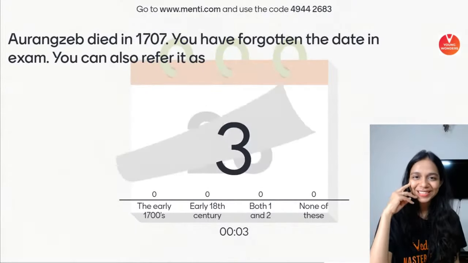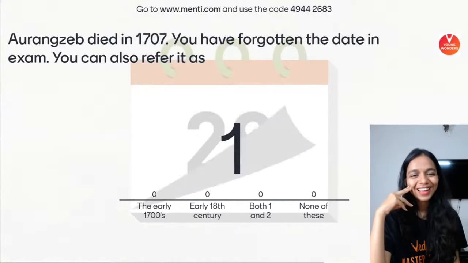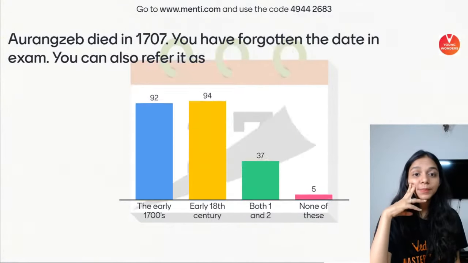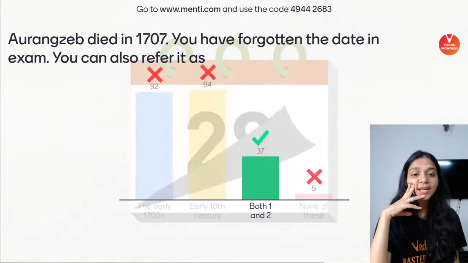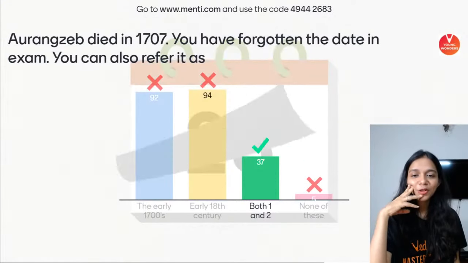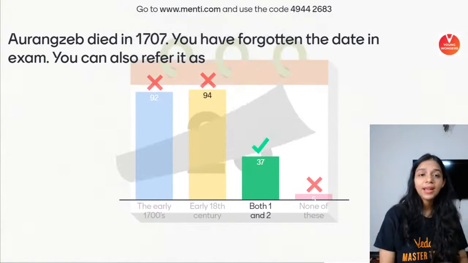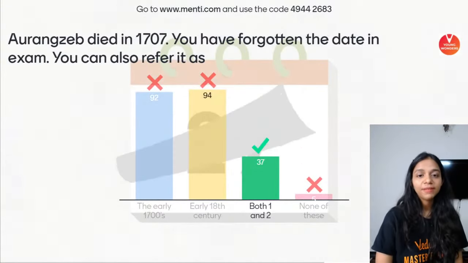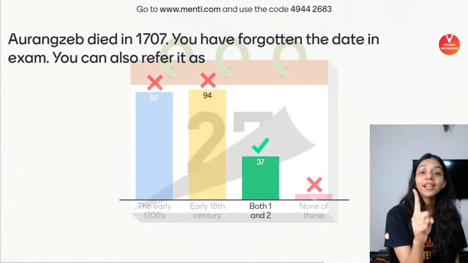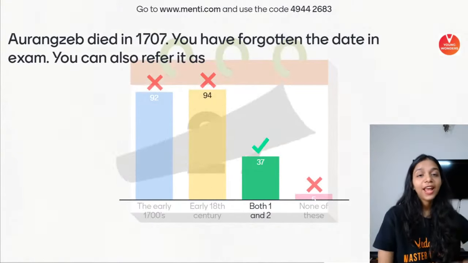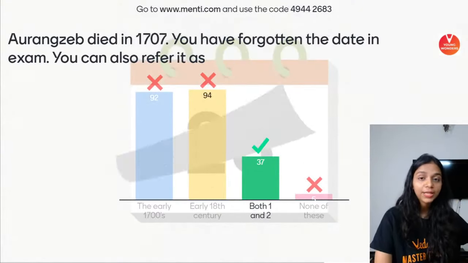गलती हो गई वो question में, कुछ नहीं होता. Time is up. The answer is all of you except for that 5. None of these is wrong. Early 1700s भी बोल सकते हैं. 1707 को we can also call the early 18th century, right? So both of them are actually correct.